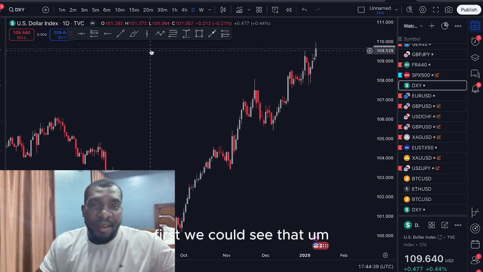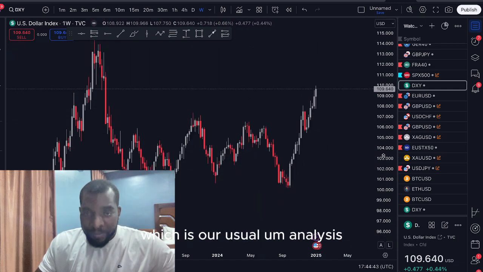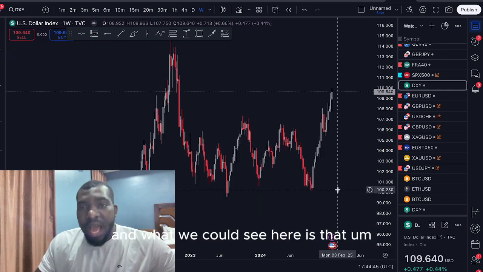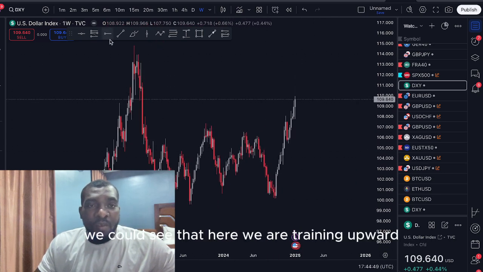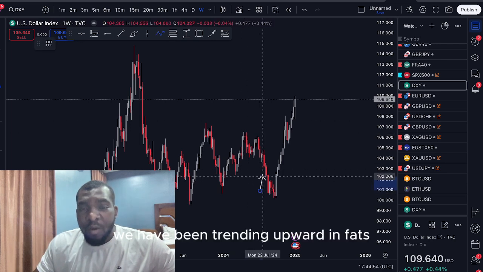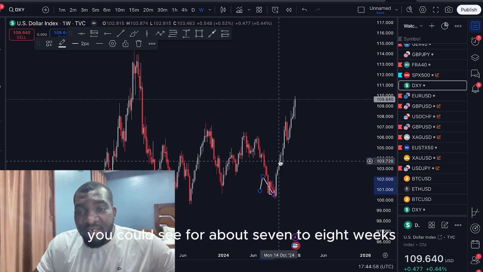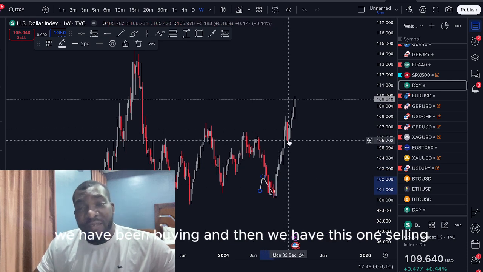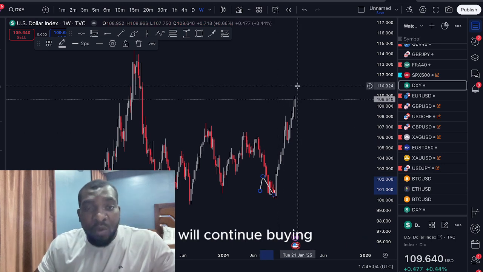First, we want to do a top-down analysis, which is our usual analysis. What we could see here is that around this area we are trending upward. In fact, we have all these buying weeks. You could see for about 7 to 8 weeks we have been buying, and then we have just one selling week that the market actually sold, and we continue buying.